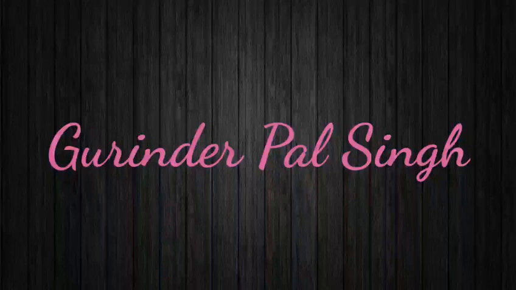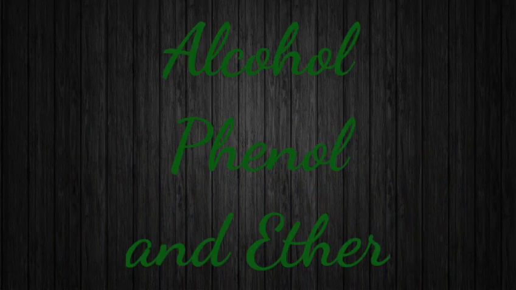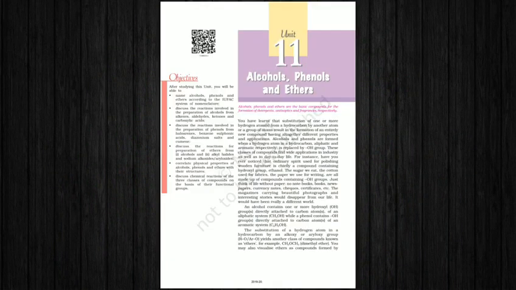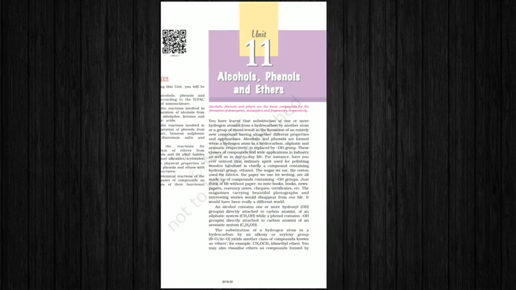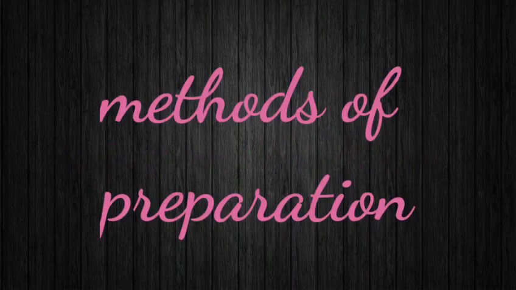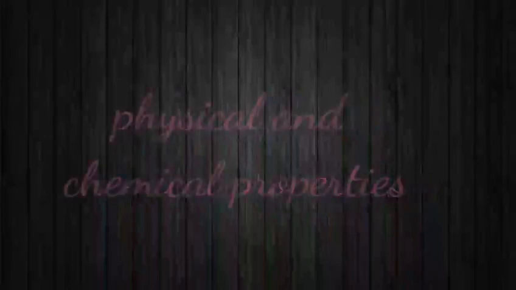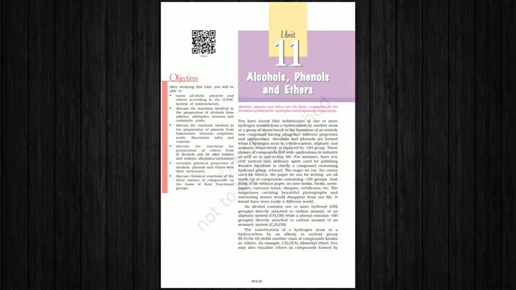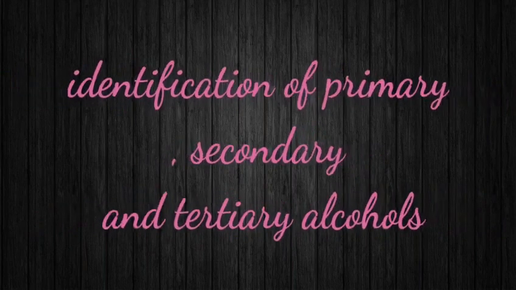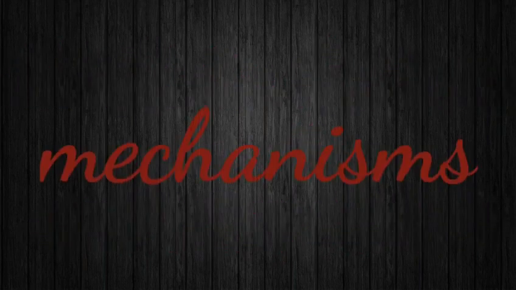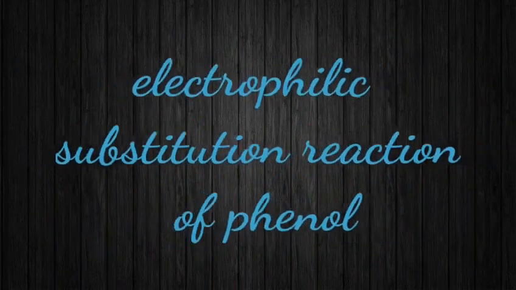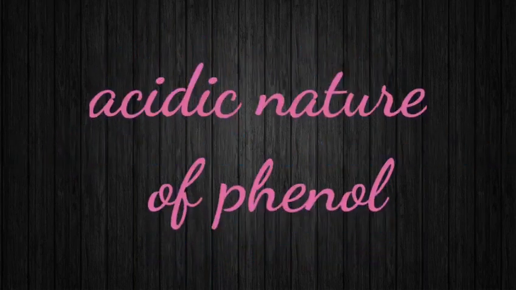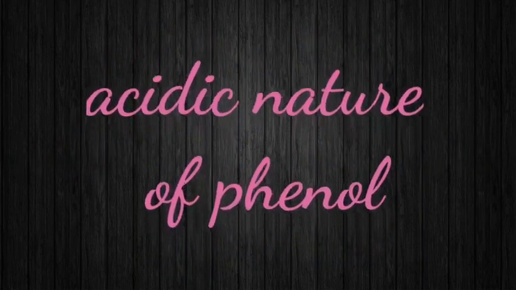In this video, we will start with our chapter Alcohol, Phenol and Ether. Students, in this chapter, we will study about nomenclature, methods of preparation, physical and chemical properties, and uses of alcohols, phenols and ethers. This is not the end here. Along with all these things, we will study about identification of primary, secondary and tertiary alcohols, mechanisms and electrophilic substitution reactions of phenols and acidic nature of phenol.